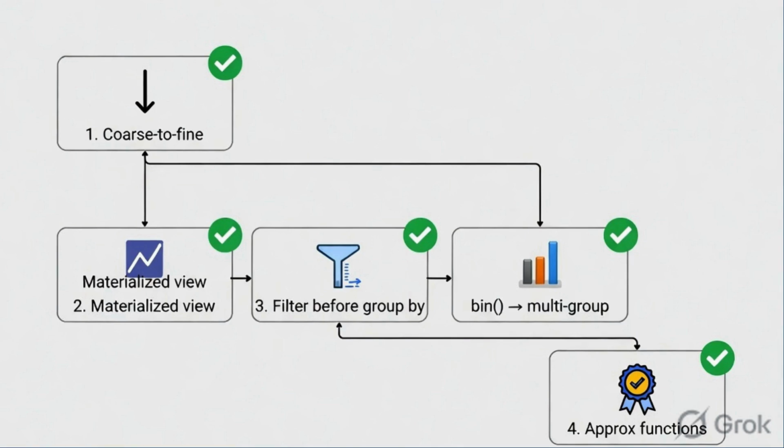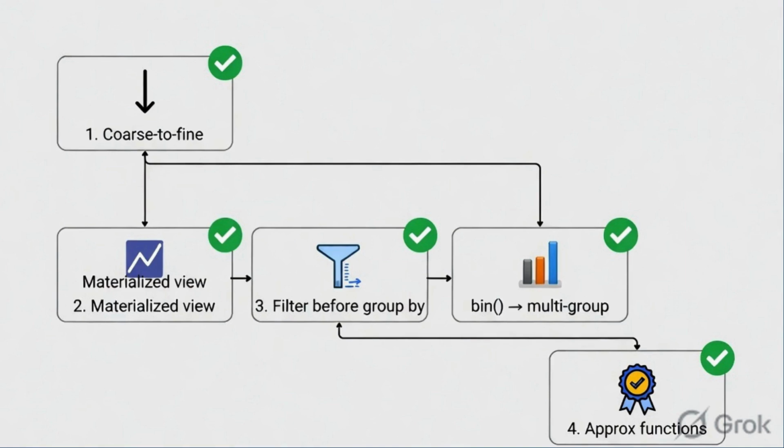4. Bin. Right pointing arrow multi-group. Bin timestamps or numerics first, then group by the binned value plus other keys. Green check. Controls time or numeric cardinality explosion. Finally, 5. Approximate functions. Badge icon. Use dcount, approximately _percentile on the deepest levels where exactness matters less. Green check. Massive scale with tiny memory.